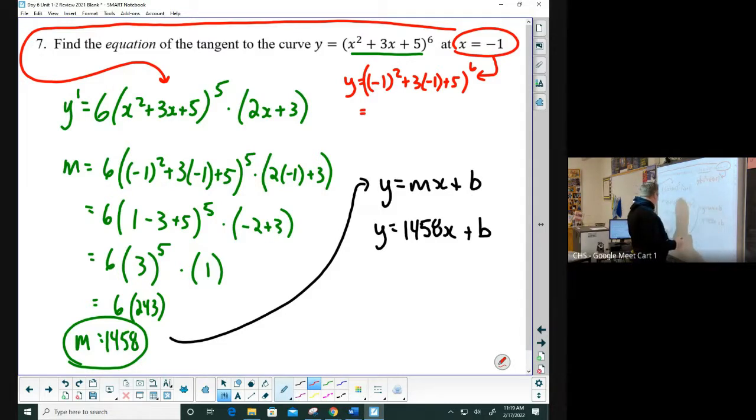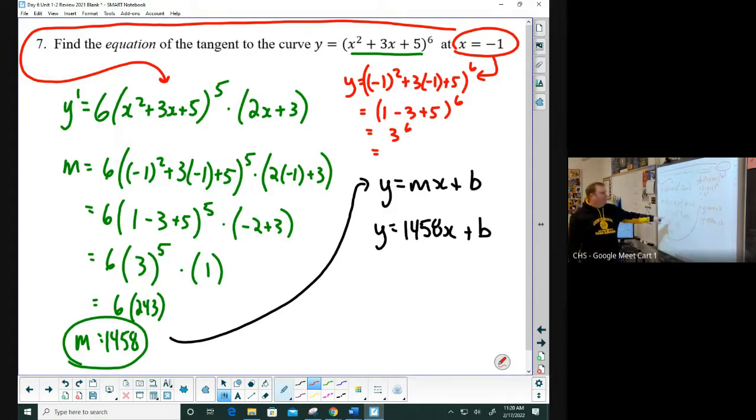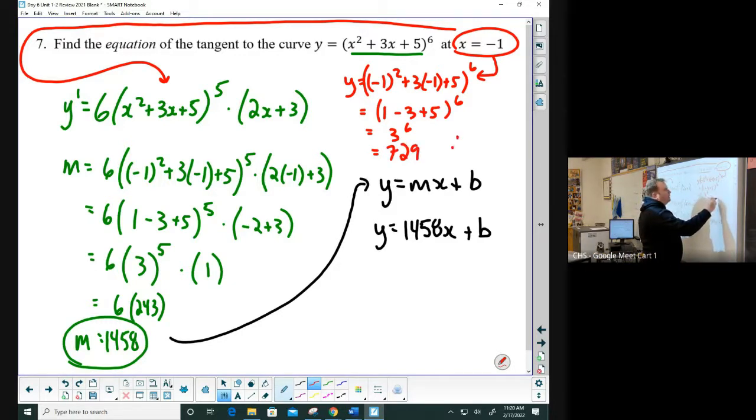This should look familiar. I feel like we've already done this part over there. So this is going to be 1 minus 3 plus 5 to the power of 6. I'm not going to make that mistake again. So this is 3. 3 to the power of 6. It's to the power of 6 now because I'm not doing the derivative. I'm just doing the regular number. 3 to the power of 6, that's 729. So that means my coordinate is -1, 729. And that's what I'm going to plug in.